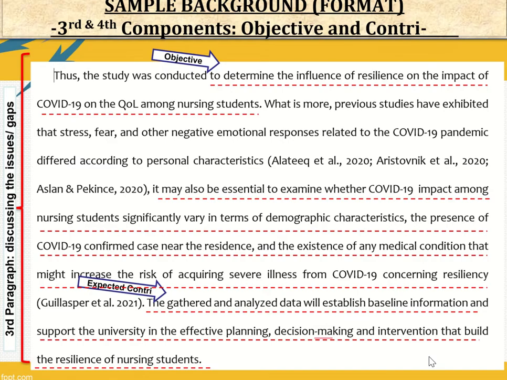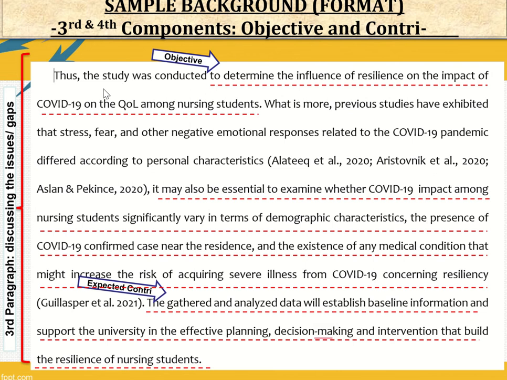Okay, so this now is our example. So again, this is the third paragraph, which includes the third and fourth components from the TIOC approach that we are discussing. So dito ay hindi pala napalitan ito, no? Pero again, yes, this is the third paragraph. Pero again, this time we discussed we're done with the issues. Di ko lang napalitan, ano? This is the third paragraph discussing the objective and contributions of the study.